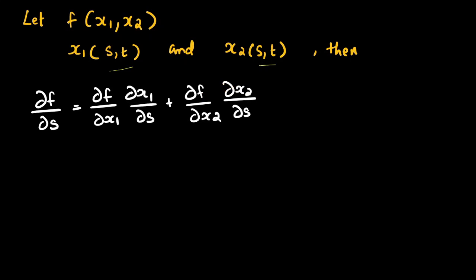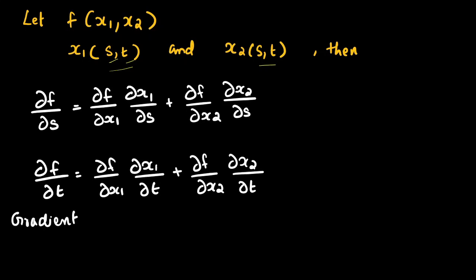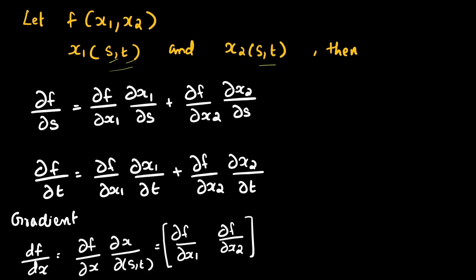Similarly, we have to find out dou f by dou t, with respect to s and with respect to t. The same way, it will be dou f by dou x1 into dou x1 by dou t plus dou f by dou x2 into dou x2 by dou t. So the gradient can be written like this.